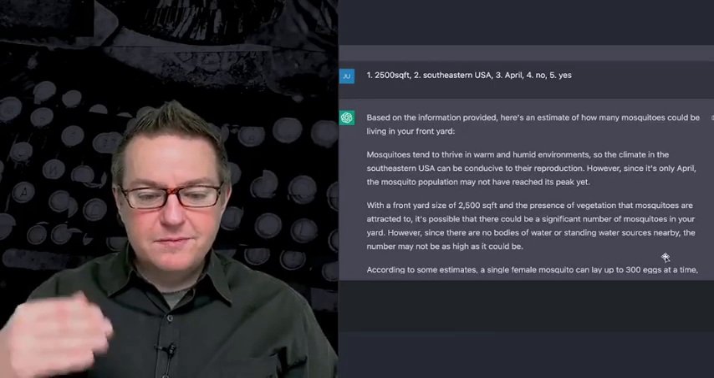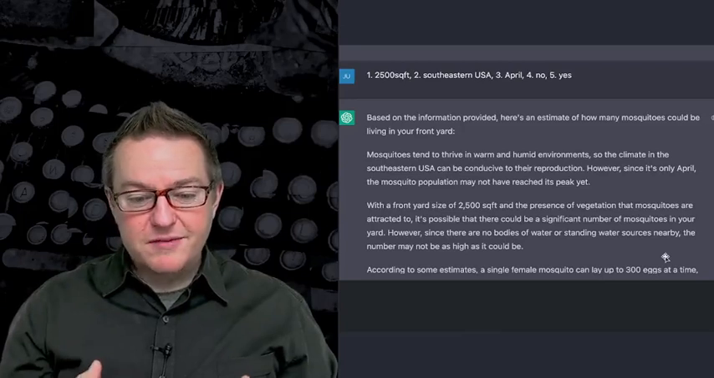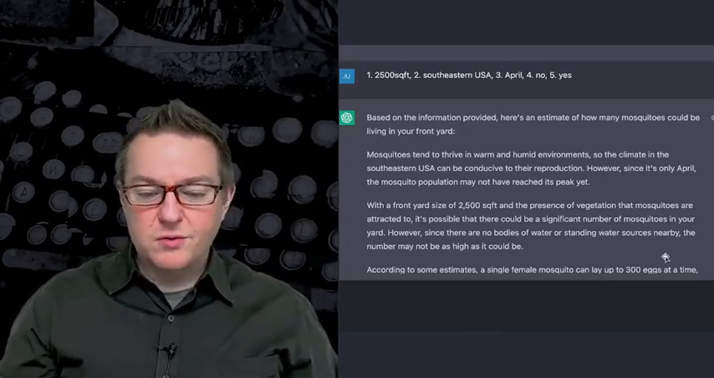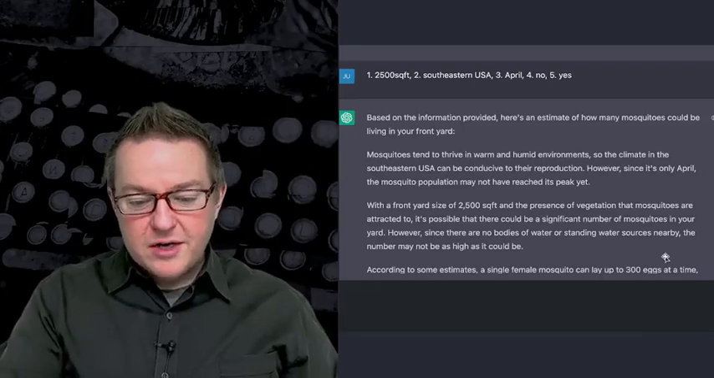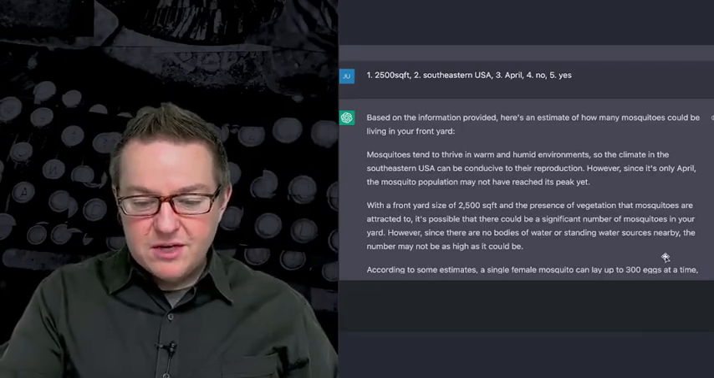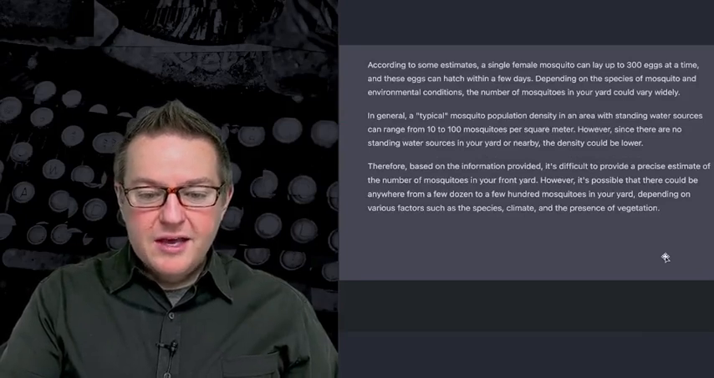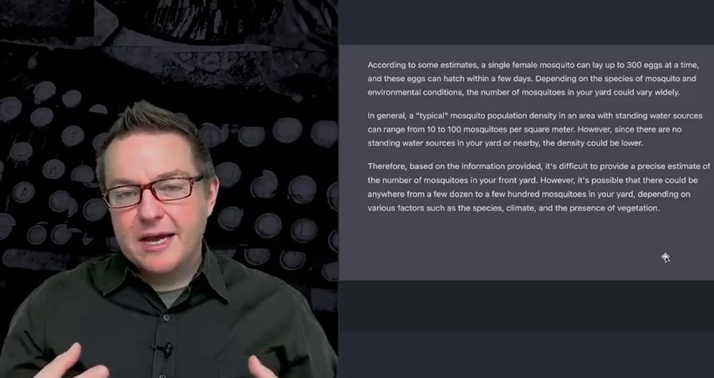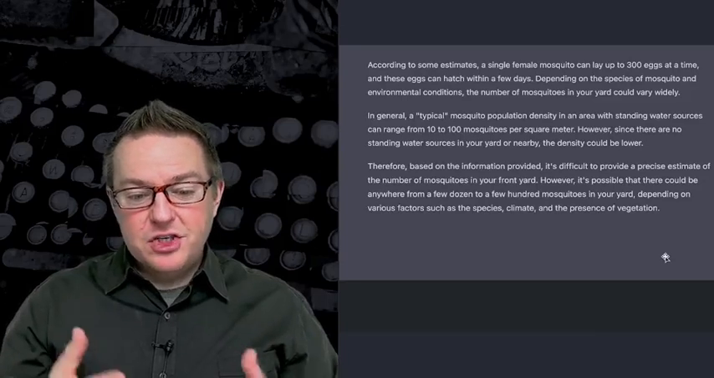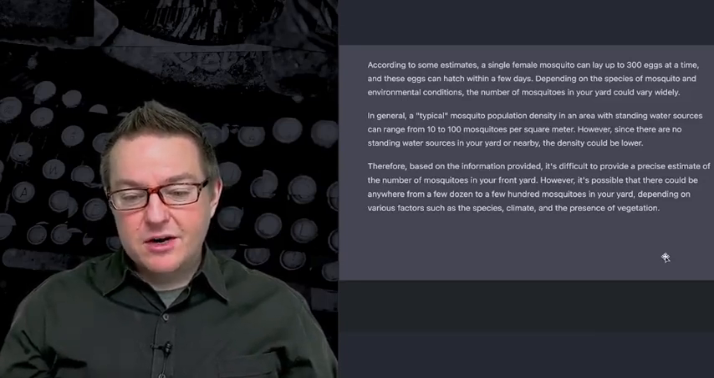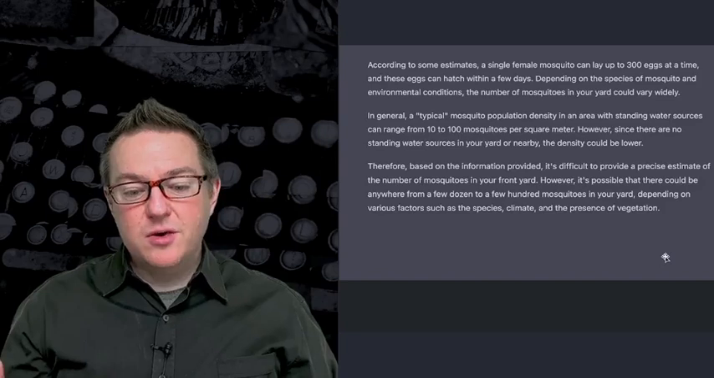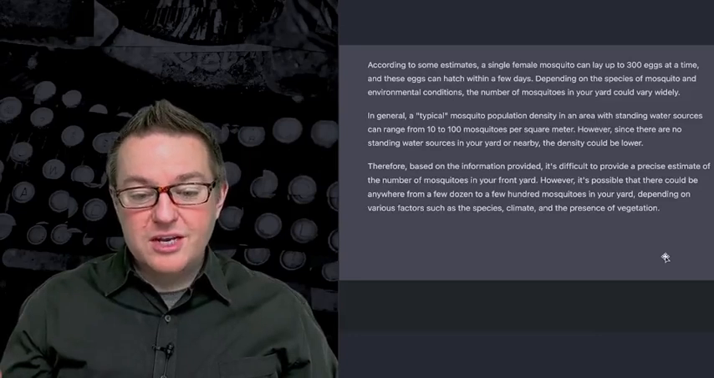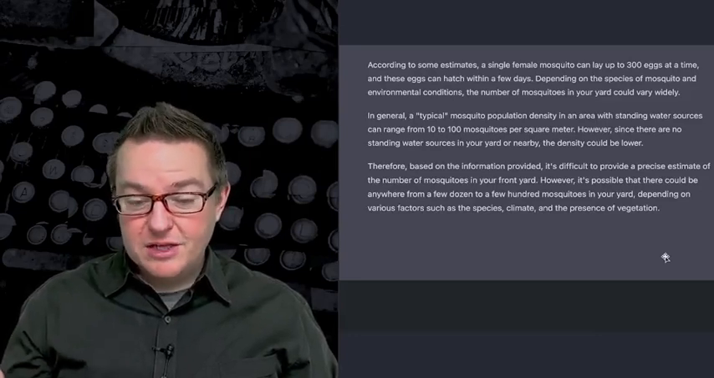And so then it says, based on the information provided, here's an estimate of how many mosquitoes are living in your front yard. And it gives me a number of things. It says with a front yard size of 2,500 square feet, according to some estimates, a single female mosquito can lay up to 300 eggs at a time. But it kind of goes on to hedge its bets, which is a good thing, right? It says, in general, a typical mosquito population density in an area with standing water sources can range from 10 to 100 mosquitoes per square meter. However, since there are no standing water sources in your yard or nearby, the density could be lower.